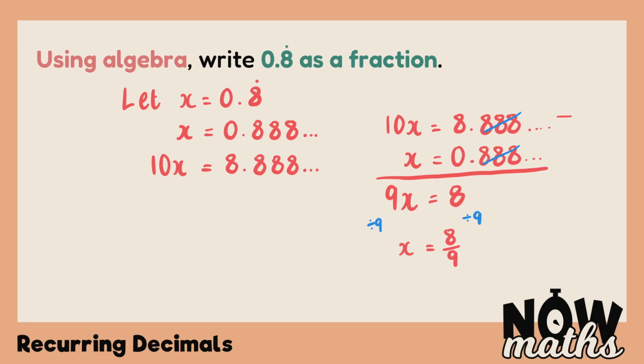Since we started this question by calling x 0.8 recurring, and we've now found that x is actually 8/9, that tells us that 0.8 recurring must be equal to 8/9. 8/9 can't be simplified, and the question doesn't ask us to simplify either, so 8/9 is our answer.